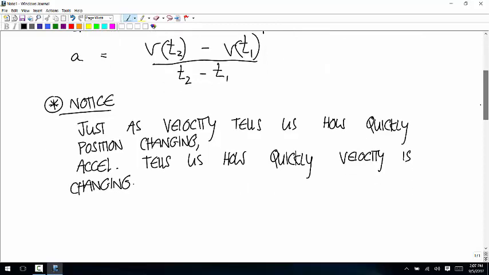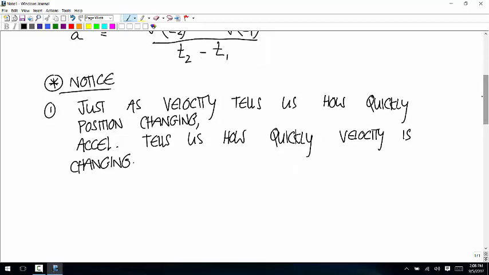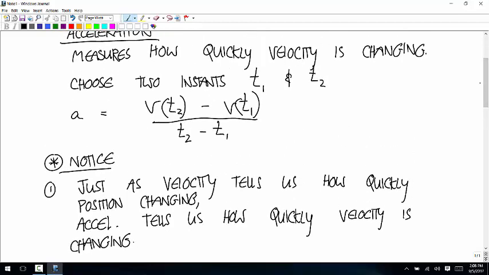And let me just write down a list of things to keep in mind about acceleration, because acceleration is going to be sort of a hard thing to wrap your heads around. This is the first one. Acceleration has the same relationship to velocity that velocity does to position. The second one is, notice that what this looks like is the average velocity.